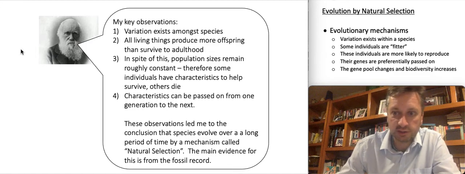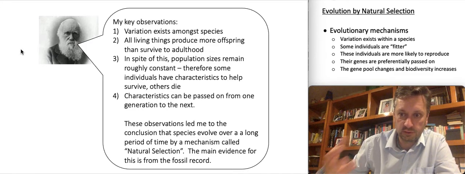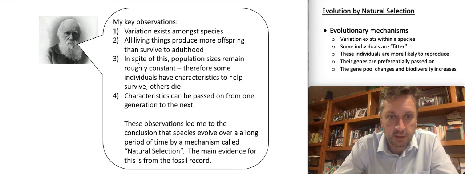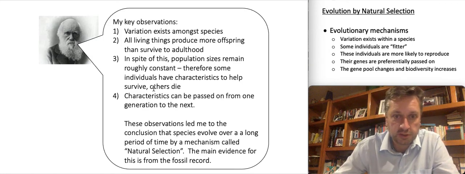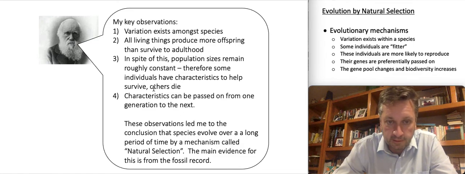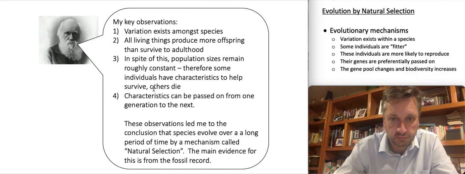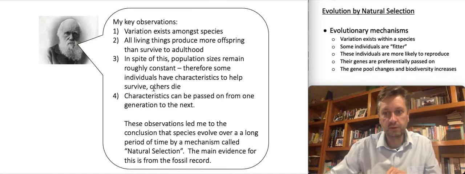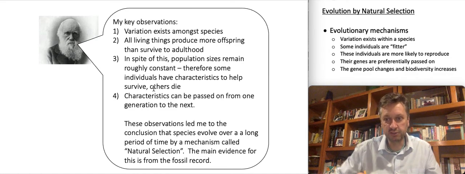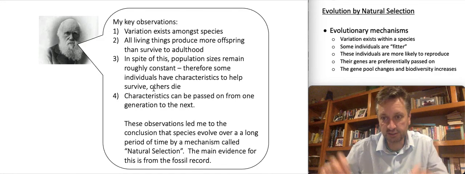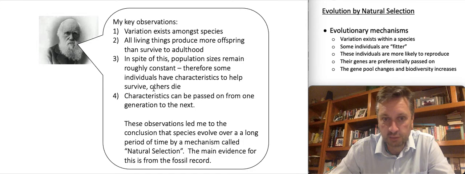And he realised that there must be an advantage that allowed those individuals selected for survival to be able to survive and reproduce. In spite of this, population sizes are roughly consistent. As I said, some characteristics therefore promote survival. And then number 4, although he never understood the idea of genes or genetics, which was a little bit unfortunate because at the same time that Darwin was working, the father of genetics, Gregor Mendel, was doing his work.